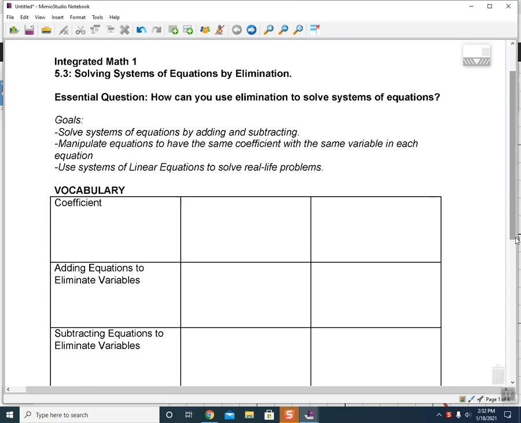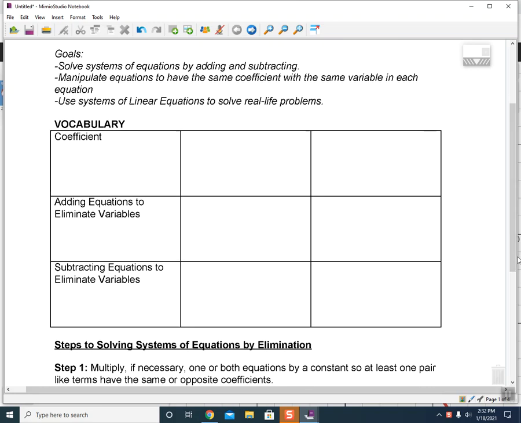So when we're talking about elimination, we're thinking about the word eliminate. To eliminate something means to get rid of it, right? So our whole goal is to eliminate one of our variables to solve for the other one. So we'll do some practice on it. I think it'll make sense.